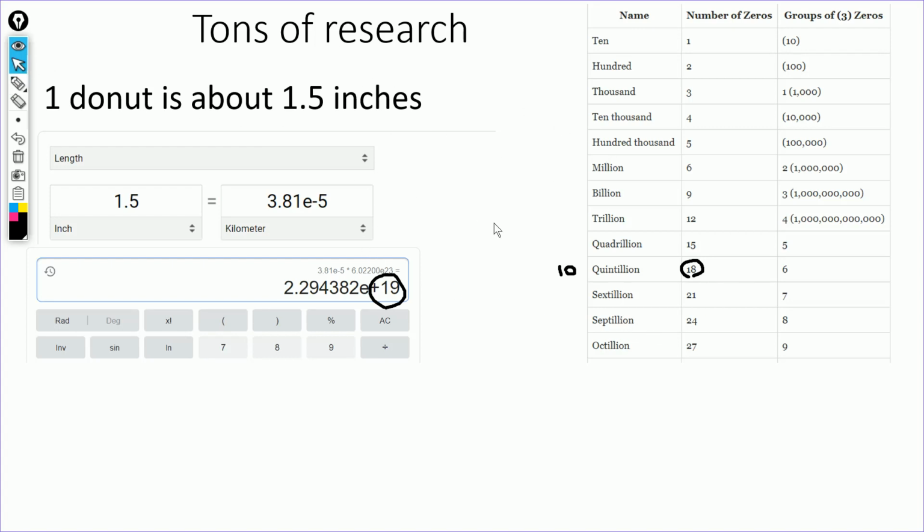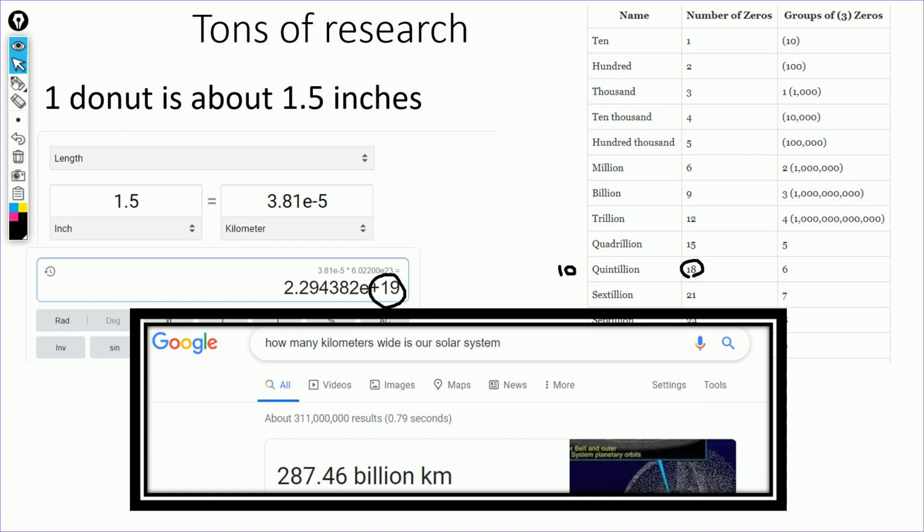Now, how big is that number? I tried to think of something that I knew was really big. What's the size of our solar system? I looked it up, and our solar system is 287 billion kilometers, which is just under a trillion. It's 11 zeros. So if this is the size of our solar system, it's about here, and a mole of donuts would be about here, which is way more. It's a factor of 9 more. That just shows you how big a mole actually is.